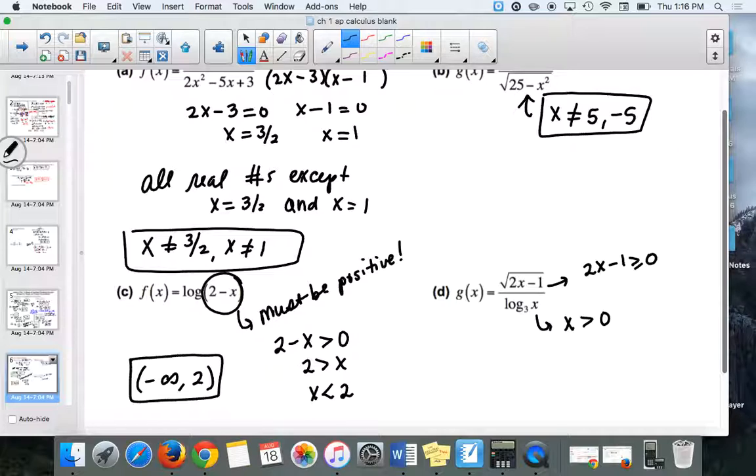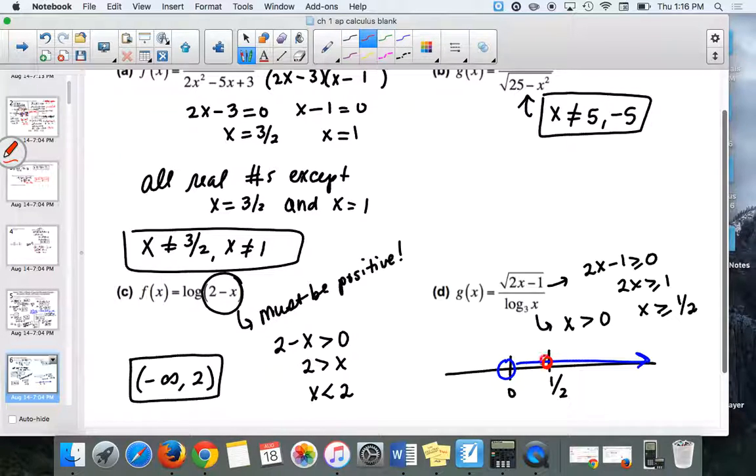Okay, we need for both of these things to be true. So we're finding, as if they're on a number line, where they're overlapping. Okay, so I'm going to solve. I have x is greater than or equal to 1/2, and I have x is greater than 0. So if I think about where they're overlapping, I have the greater than 0, and I have the greater than or equal to 1/2.